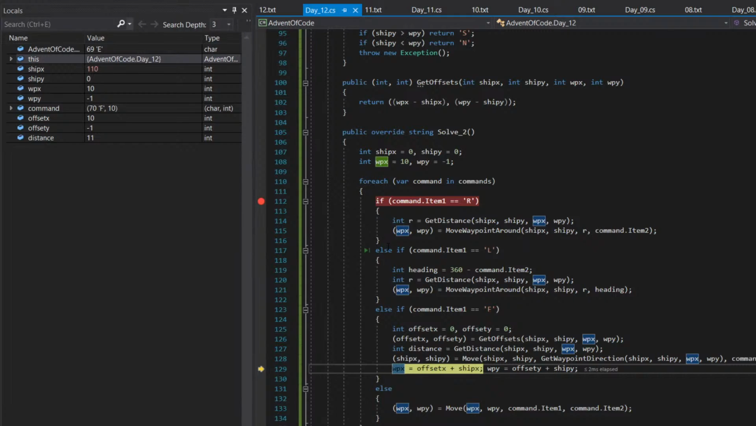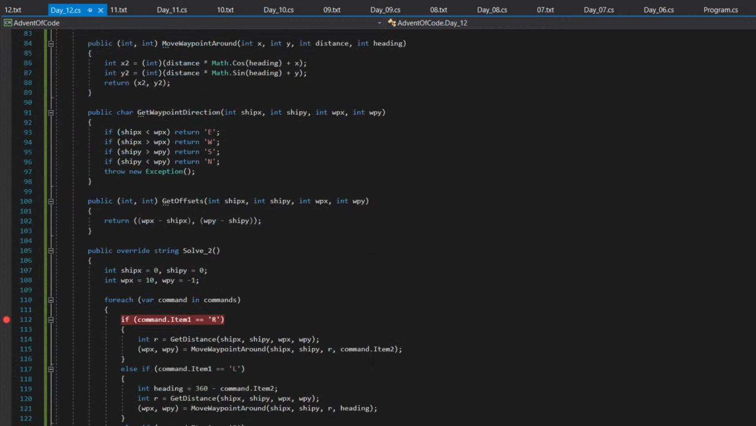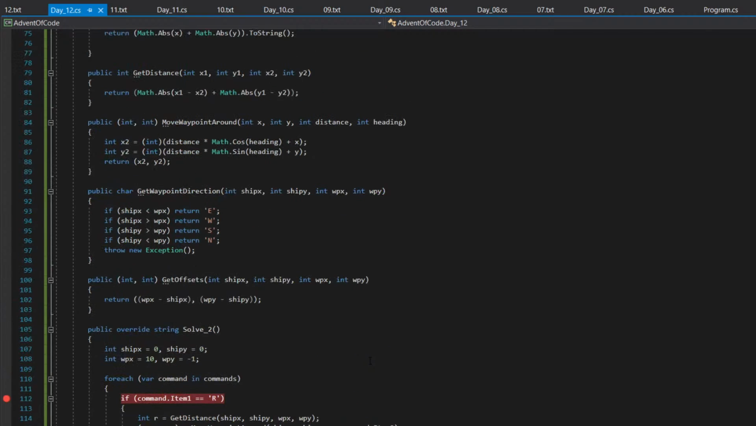So we shouldn't... The waypoint is not directly above, below. It's at a degree heading. So we need to get... We don't move this way. We need to move toward a heading. Which is just the offset 10 times, right?